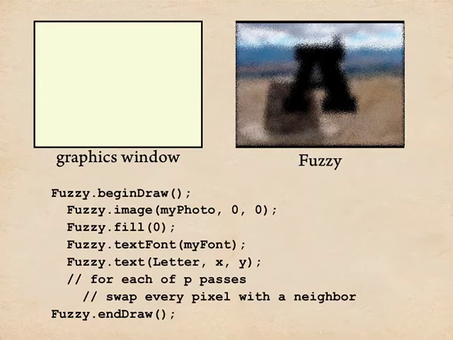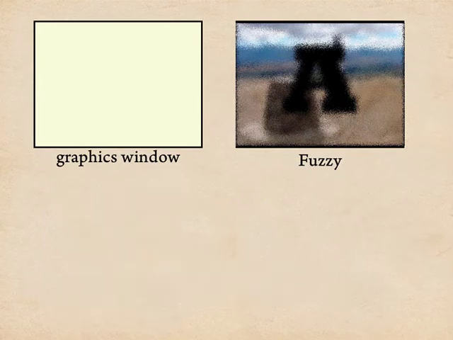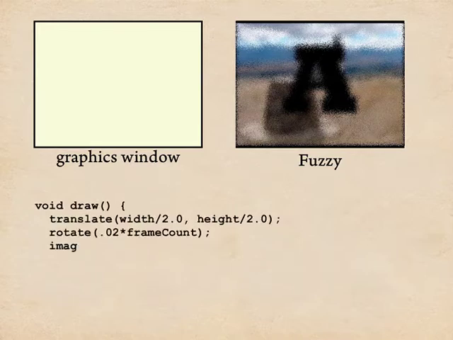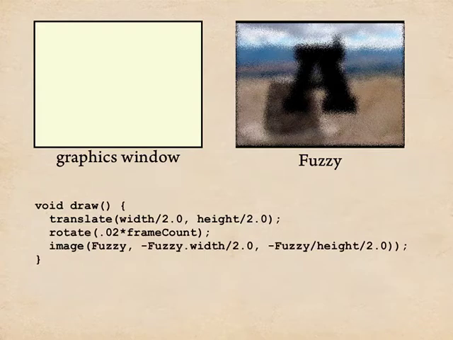Now what happens when I want to draw this on the screen? Well, let's take a look at the draw routine. It's really easy. Draw translates first to the center of the graphics window. Then I rotate by some amount that goes up and up and up with every frame. I chose 0.02 because it was slow enough to look good. Then I copy the off-screen buffer into the graphics window by calling image. The first argument is the off-screen buffer. Here it's fuzzy. And I place the upper left corner at -half the width and -half the height so that the center of the picture is in the center of the graphics window.